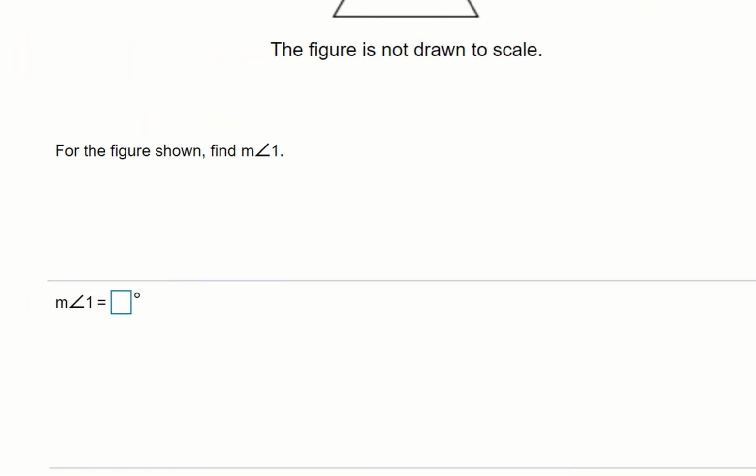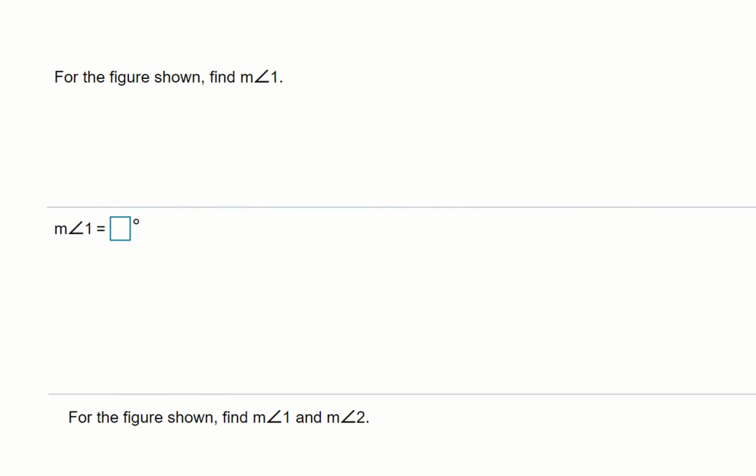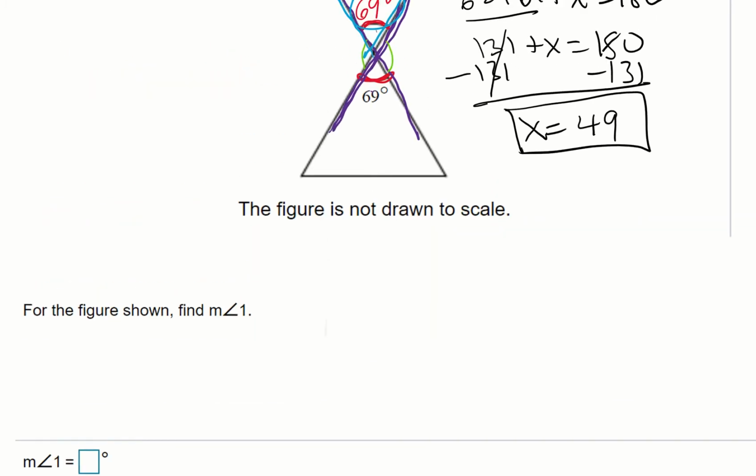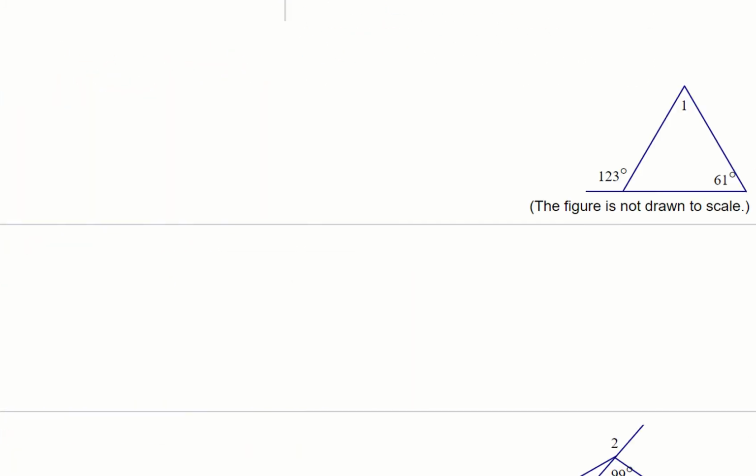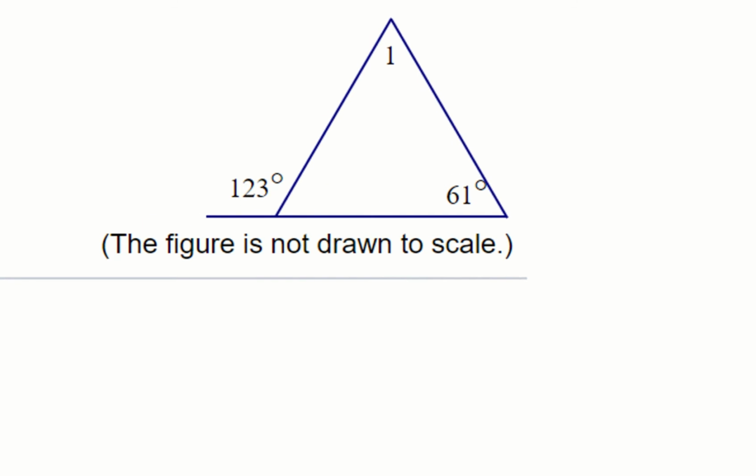All right, so let's look at the next problem. For the figure shown, find the measure of angle 1. So let's go to the figure. We want to figure out what angle 1 is. This is an exterior angle problem. Remember that we said that the exterior angle has to equal the sum of the 2 remote interiors, the ones that are farthest away. So exterior equals the sum of the remote interiors. So 61 plus angle 1.